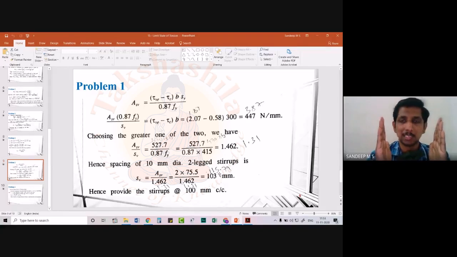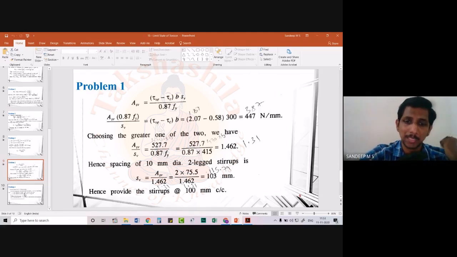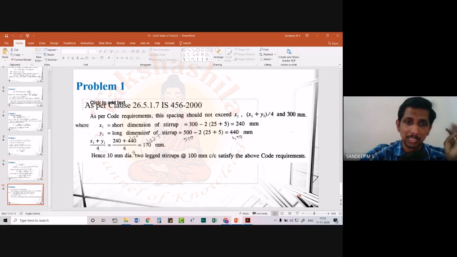So when you are rounding it, what you have to do is round it down and reduce the spacing. So in this case, what they have done is they have taken the spacing as 100, which is less than the minimum requirement. So it will be safe. We are additionally providing some transverse reinforcement, so it will be safe. So this is how they have provided this.